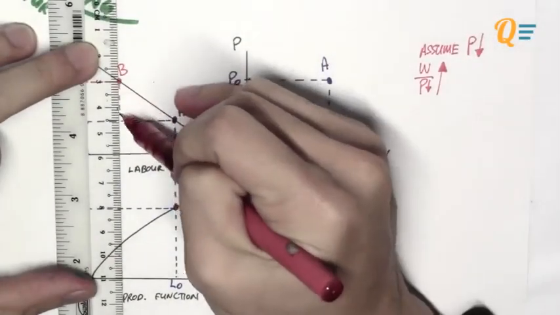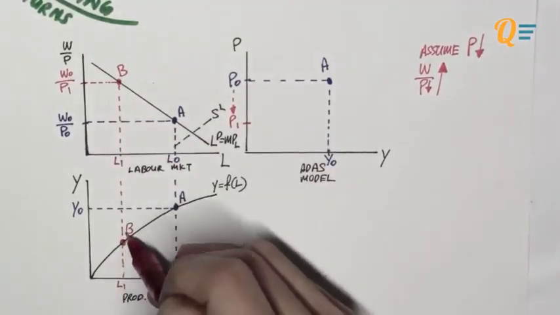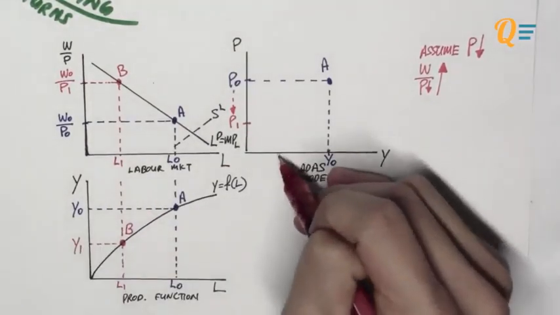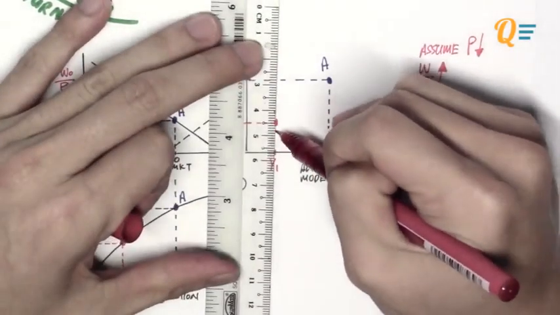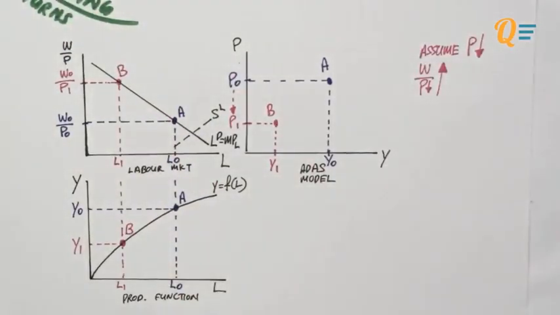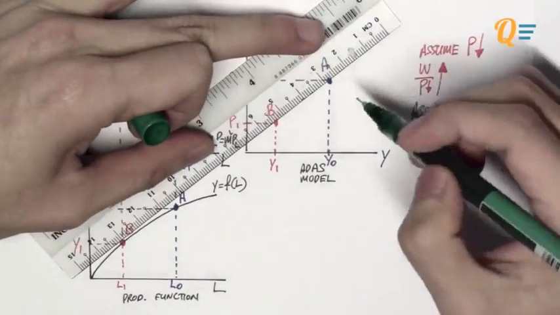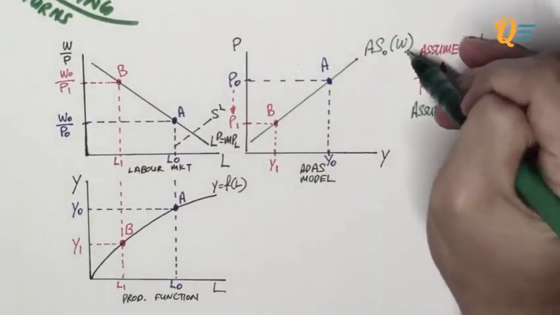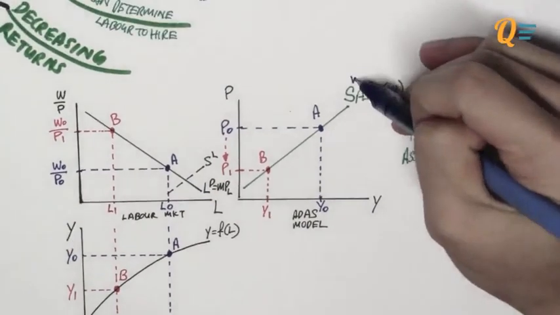In the labor market, we are now at point B, which means that the firms will be hiring fewer people. And in the production function, you're going to be at point B, which gives me a smaller level of output, Y1. Now in the AD-AS model, I'm going to have a new point, point B. Now I think you should know where we'll be going from here. We're going to assume linearity, and connect points A and B to give you your aggregate supply curve, which is affected by the wage rate.